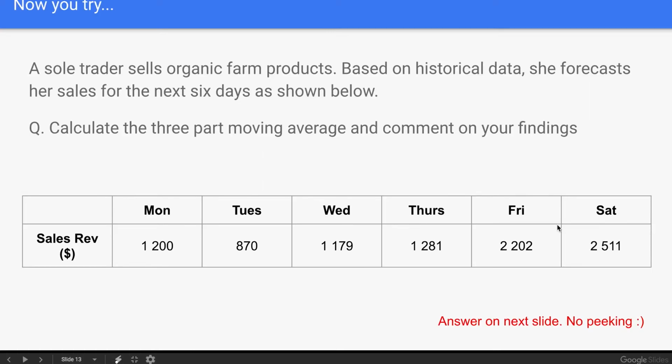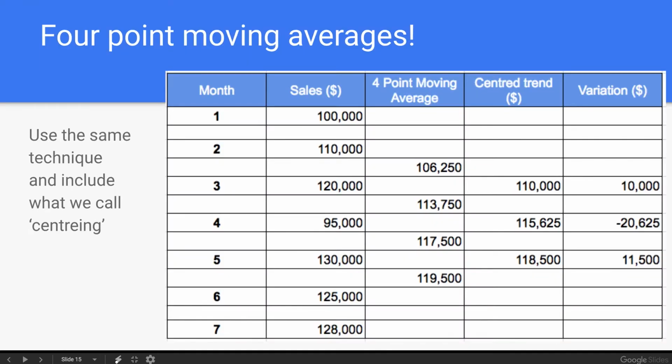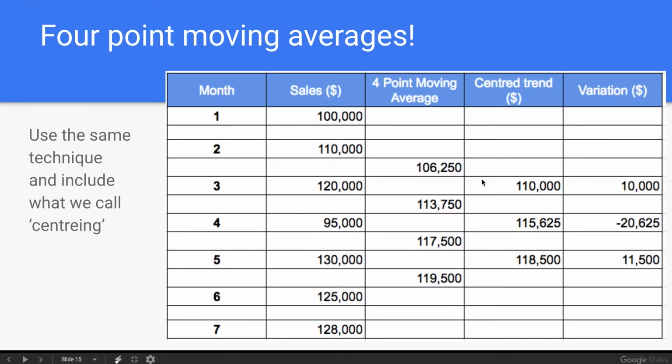Got it? All right. So this is just an example. If you guys want to pause here and do a practice, okay? And here's the answer. So the different 3 or 4-part moving trends: for Wednesday, Tuesday to Thursday, Wednesday to Friday, Thursday to Saturday, and so on. So there you go. Those are the answers, okay? Got it. Great. All right, let's look at 4-part moving averages.